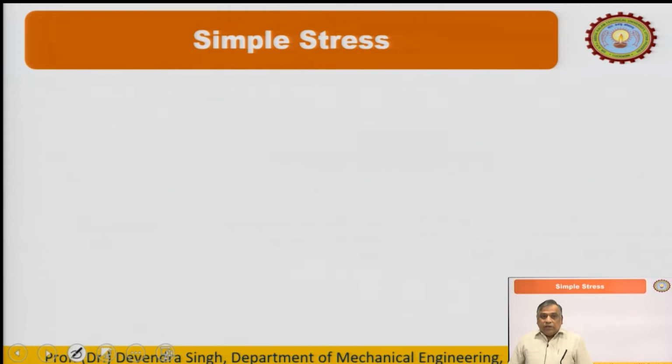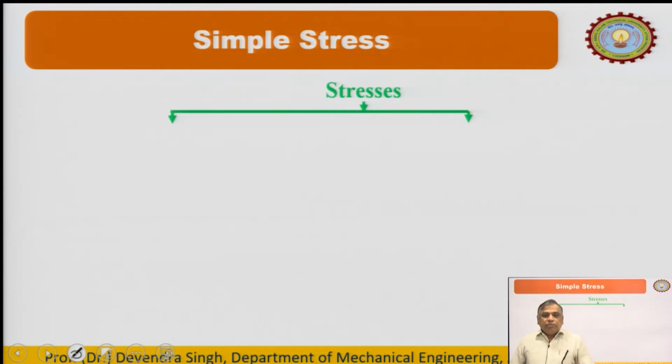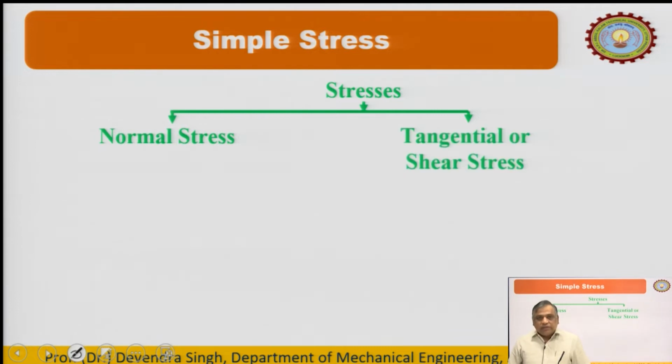Then the effect is we start with the simple stress. So, stresses can be primarily the normal stress and the shear stress, tangential or shear stresses. Normal stress is the stress which is perpendicular to the plane at which it is induced, and the tangential shear stresses are those stresses which are induced at the plane in the tangential direction. So, this is shear stress.